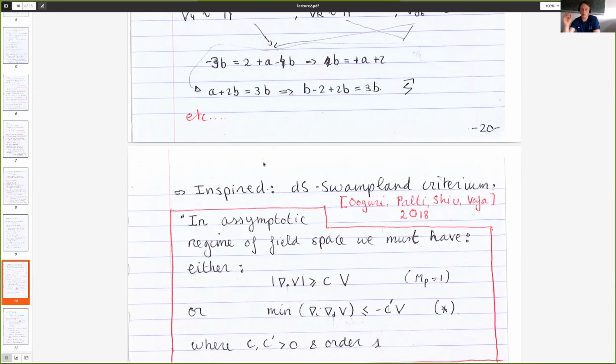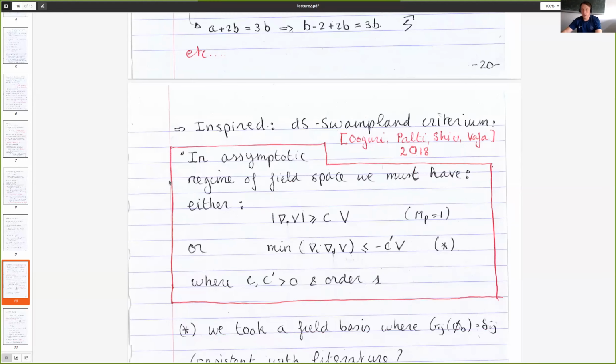The criterion is saying that in asymptotic regimes of field space, and keep in mind, this is in the asymptotic regimes where I can trust, if you like, classical reasonings, we must have that the gradient of the potential is larger than an order 1 number times the potential, or the smallest eigenvalue of the Hessian is bounded by this number. So C and C prime are two order 1 numbers, and they're positive.